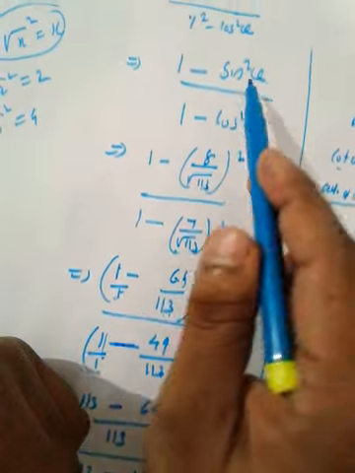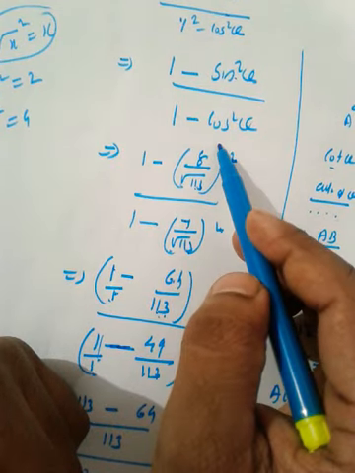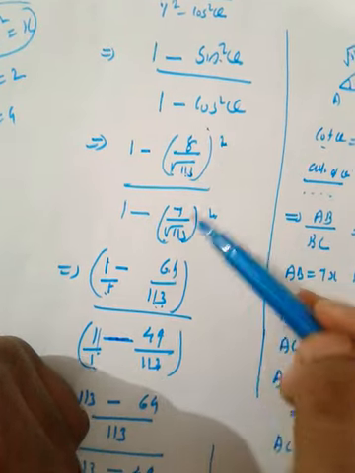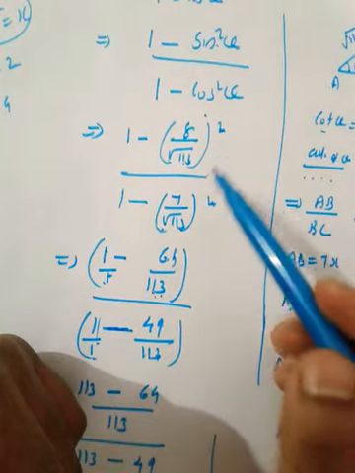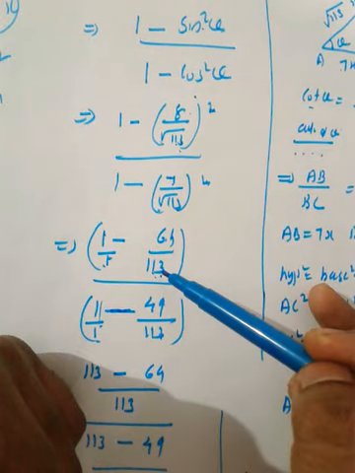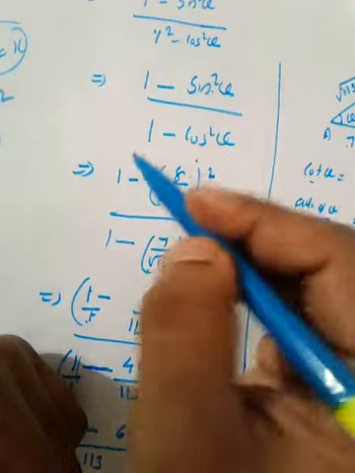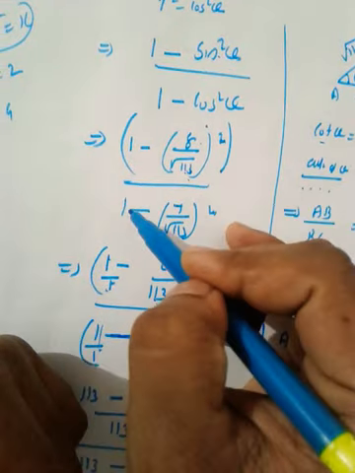Then after sin theta we got, cos theta we got. Then substitute. We need it square. That's why I took square. Then apply square on numerator and denominator. So it becomes like this. Then we have to calculate this part. Then we have to calculate this part.